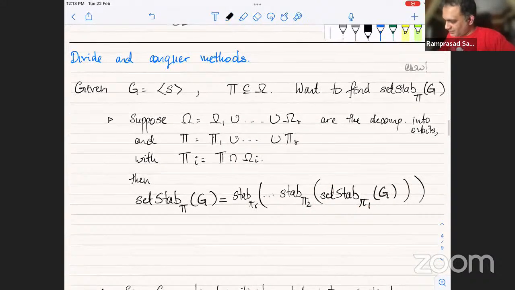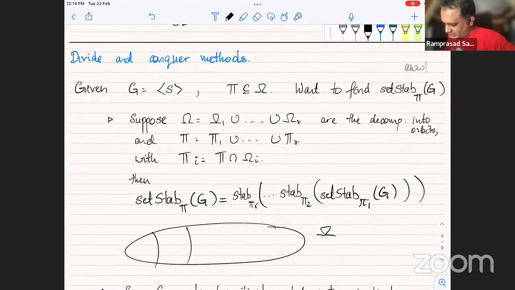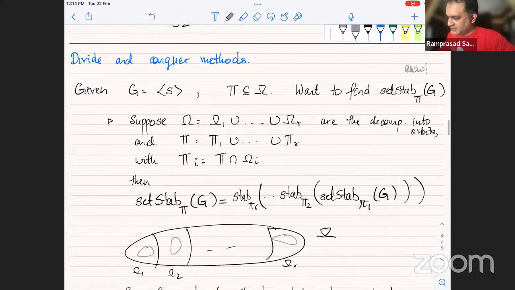So pictorially, this is sort of what is happening. So this is my omega, and omega happens to be broken down into blocks, omega 1, omega 2, and omega r. And this pi also got split into each of these things. And you're basically saying, let's forget about everything else. Let's just come up with all group elements that map this pi within itself. I mean, all these stickers within itself. I don't care if these stickers get moved up.